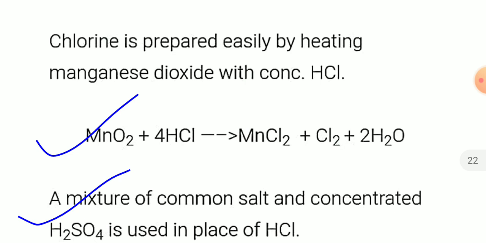So the reaction is MnO2 plus 4HCl gives MnCl2 plus Cl2 plus 2H2O. So by the reaction between MnO2 and HCl, you will get chlorine gas.